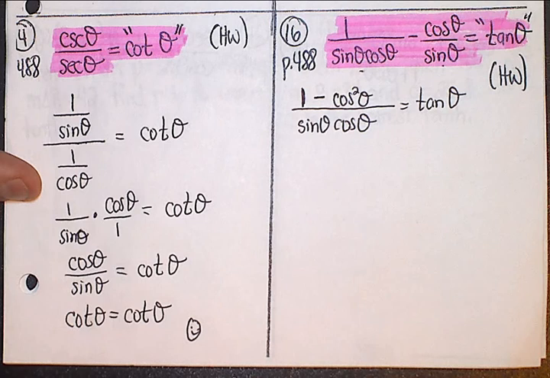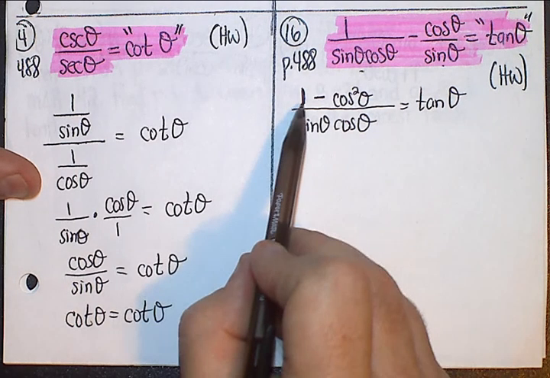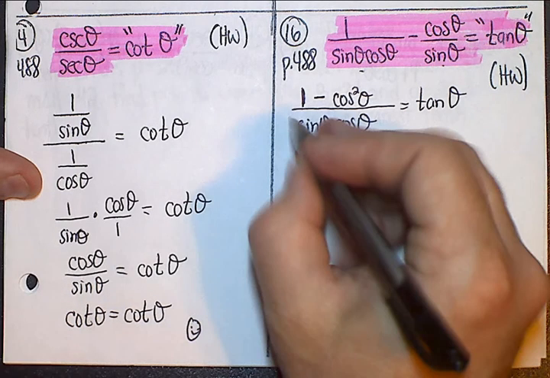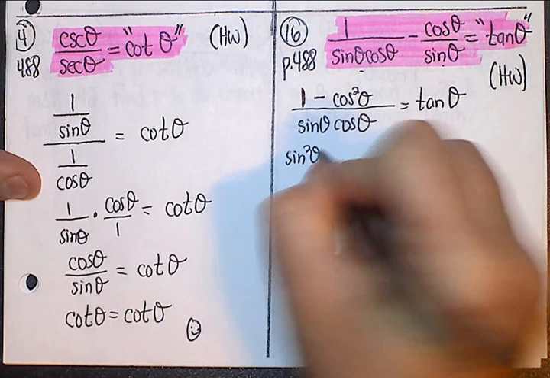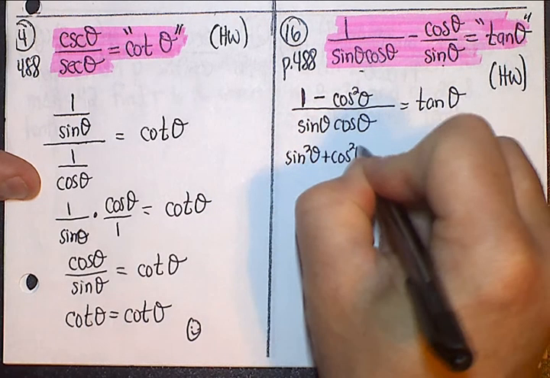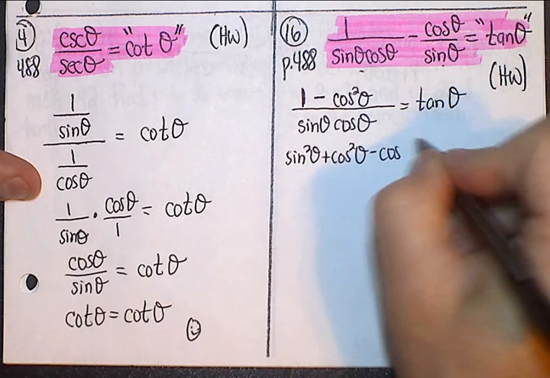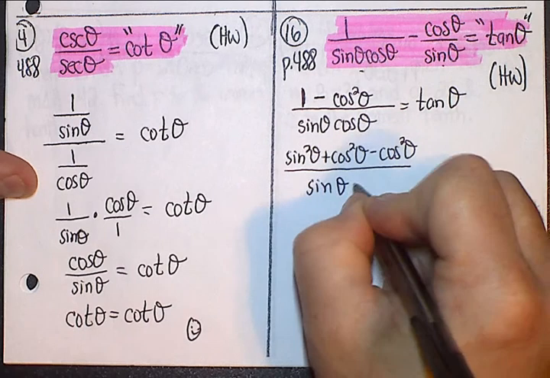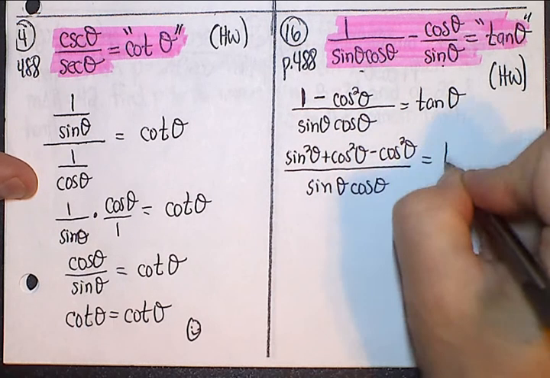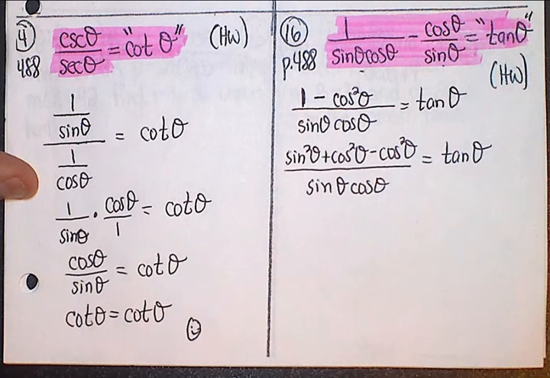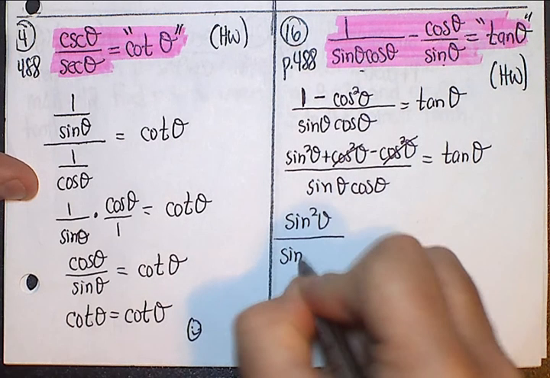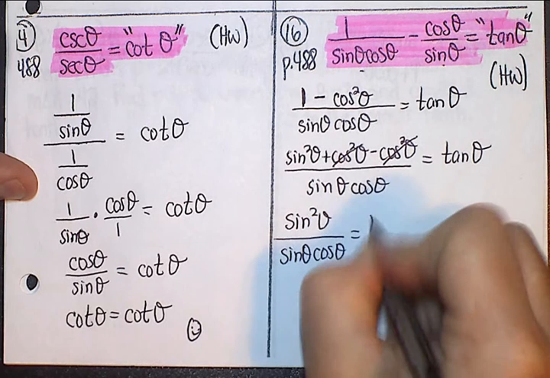Now again, 1, I'm going to substitute in for that sine squared theta plus cosine squared theta, so let's take a look what that will look like. Sine squared theta plus cosine squared theta, that's the 1, and then minus cosine squared theta. All of that is over sine of theta, cosine of theta, and we need that to become tangent. You'll see here the two cosines will cancel, leaving me with sine squared theta over sine theta cosine theta. That needs to be tangent of theta.